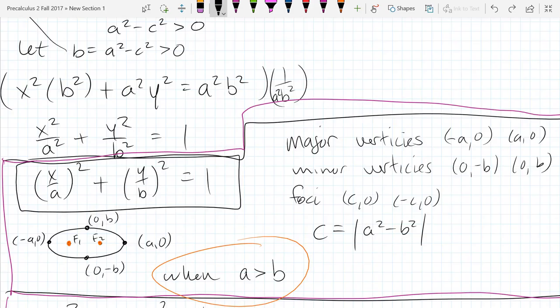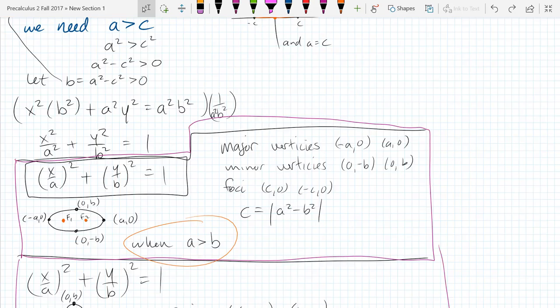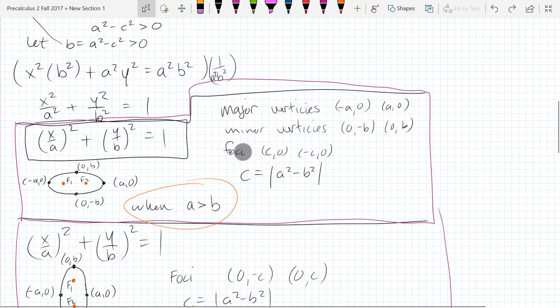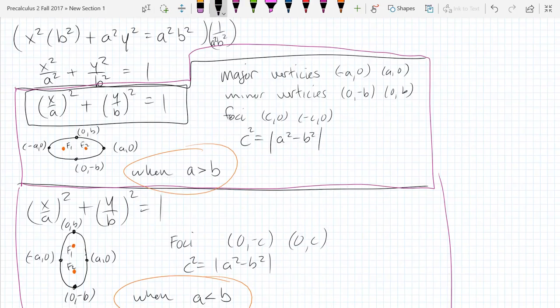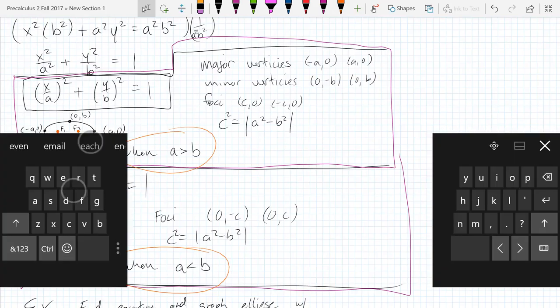My equation is wrong. Isn't it c squared? Yeah. So this should be a c squared right here. Wow. I think I even used that in the calculations, but never went back and corrected it up here.